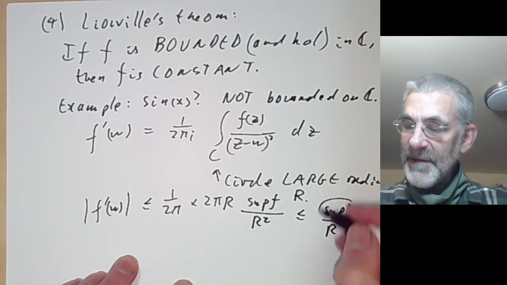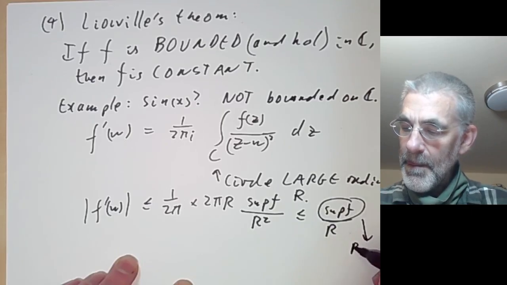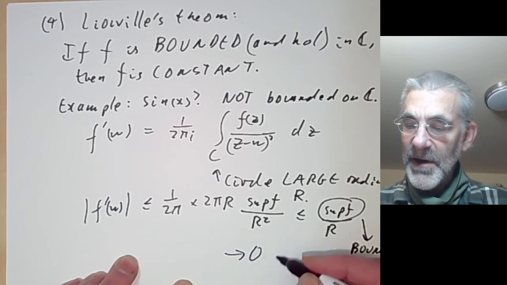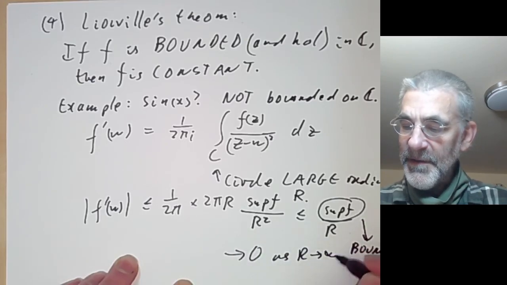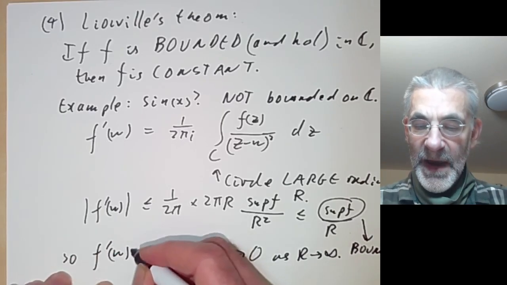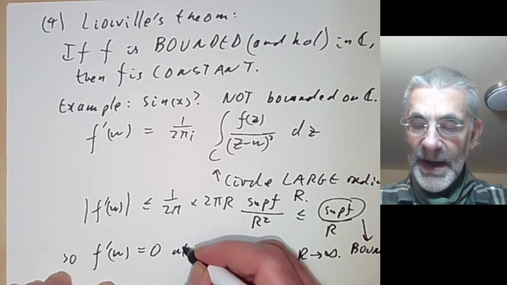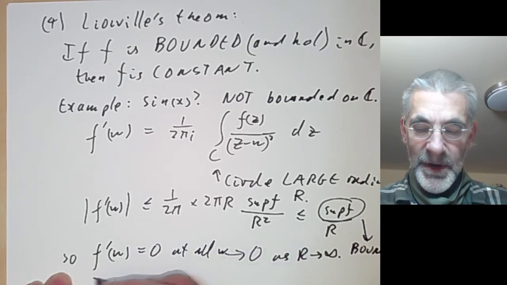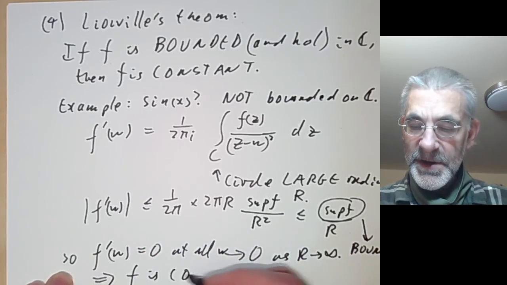And since f is bounded, this supremum is constant, so this tends to 0 as R tends to infinity. So the derivative of f is equal to 0 at all w. So this implies f is constant.